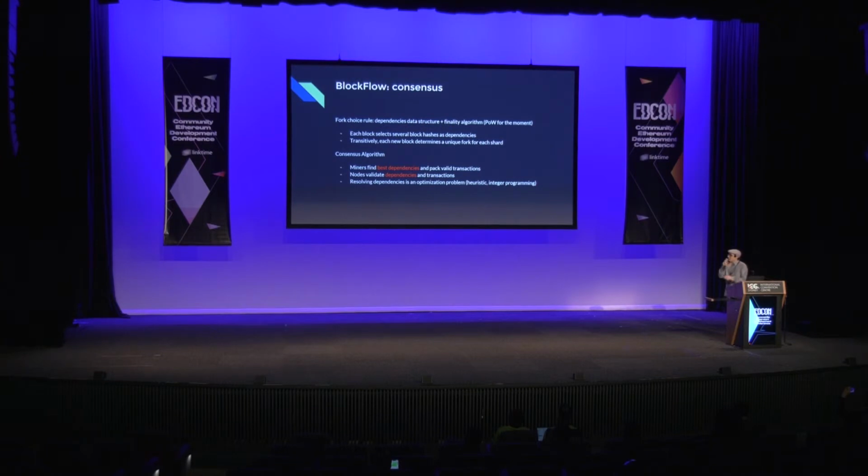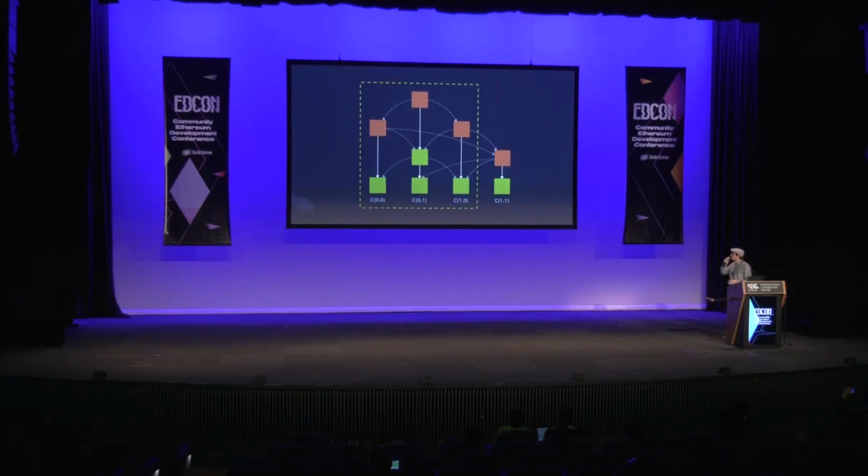That's very important. In the end, our consensus algorithm is not that different from a traditional blockchain. The miners, in addition to packing the transactions, pack the dependencies. And also the nodes have to validate the dependencies in addition to the transactions. This is just a small example graph of dependencies between blocks, between each shard.